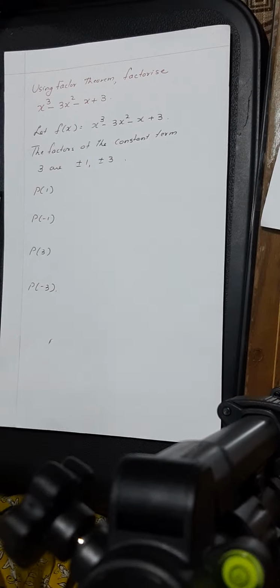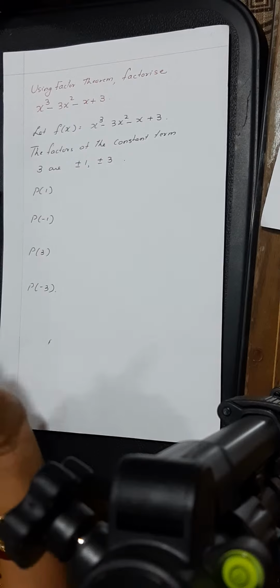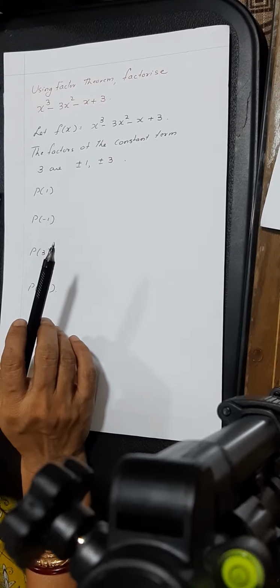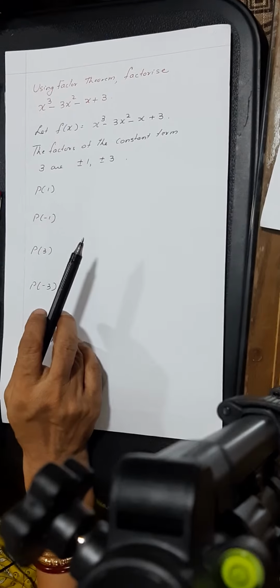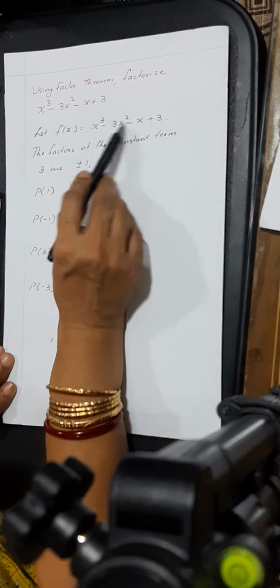Using factor theorem, factorize this. So here this is another method. In the previous problem they had given you one of the factors, so you did the long division method, but here they have not given you anything. They have just given you the polynomial and asked to find the factors. So in this case, let f(x) be equal to this.